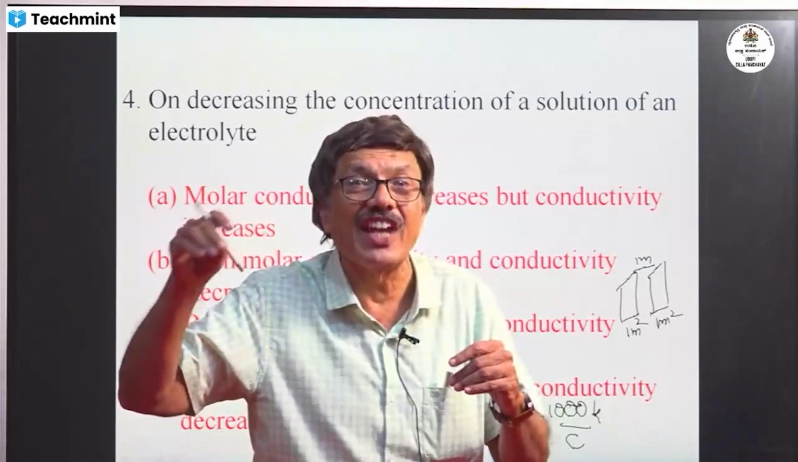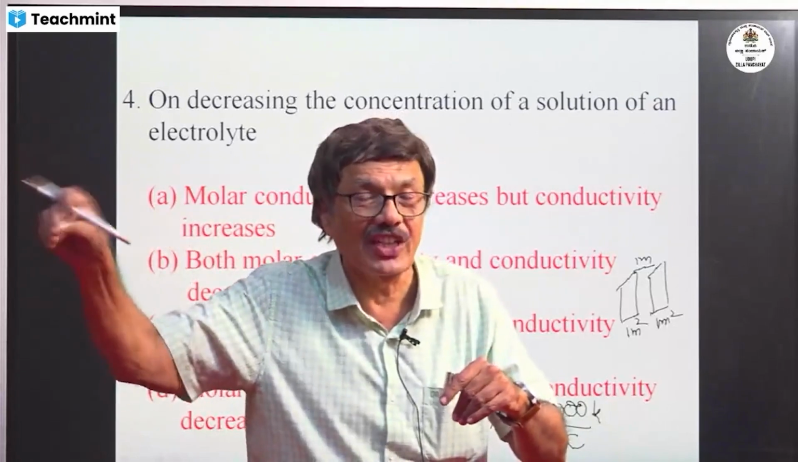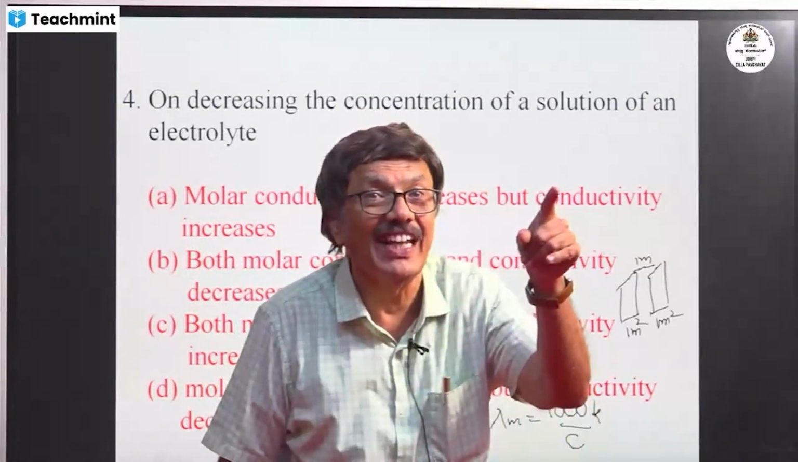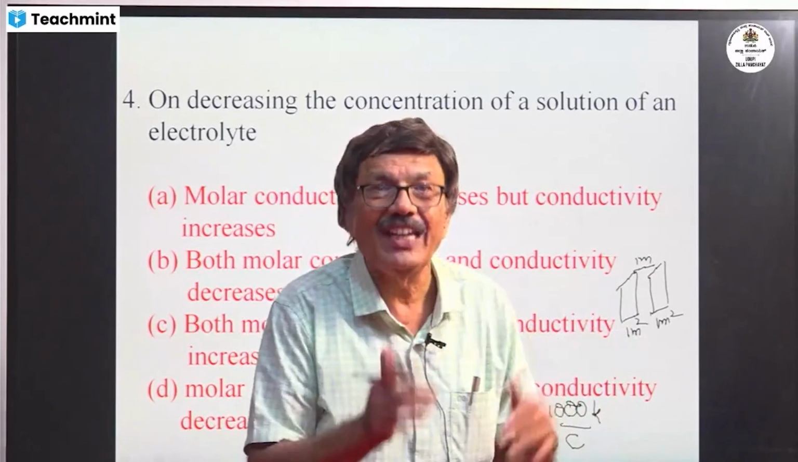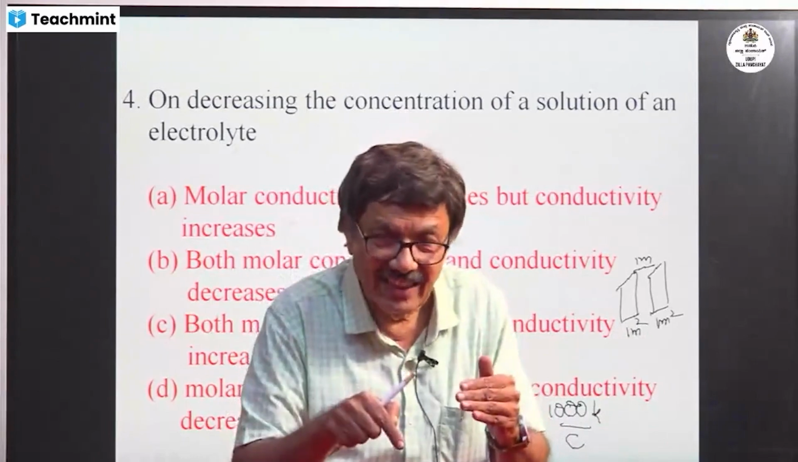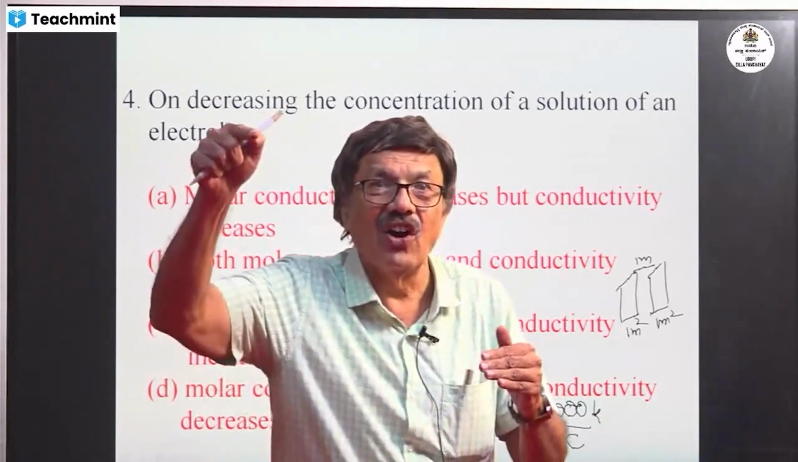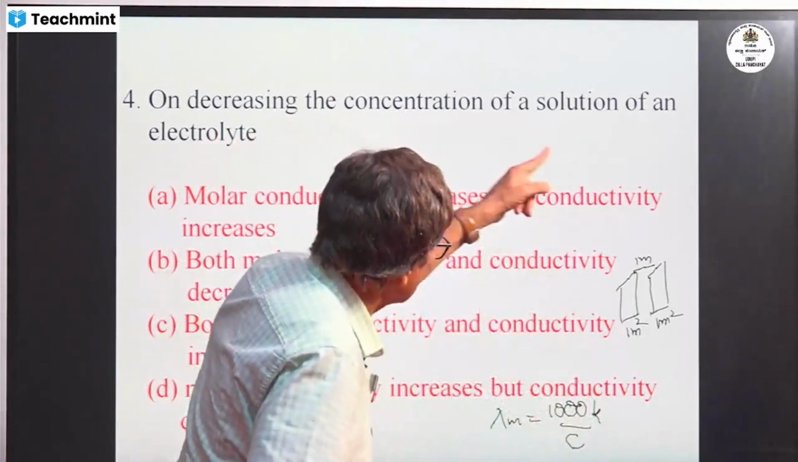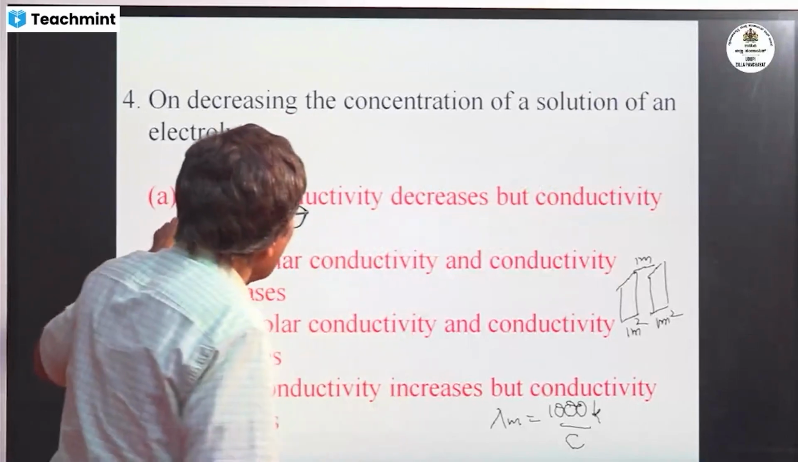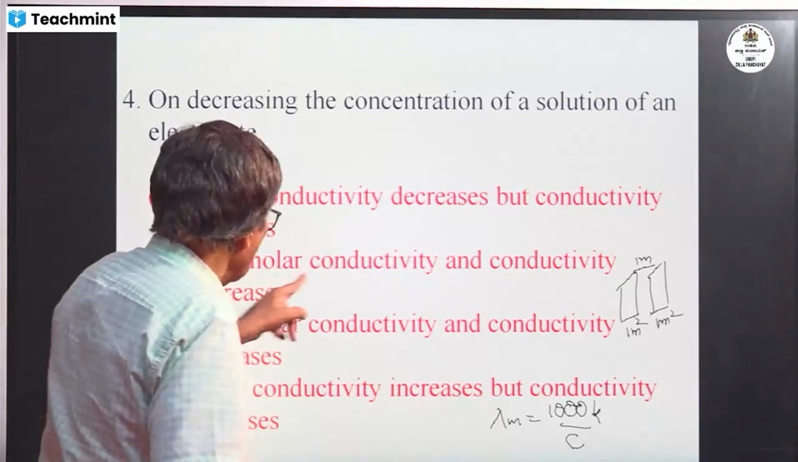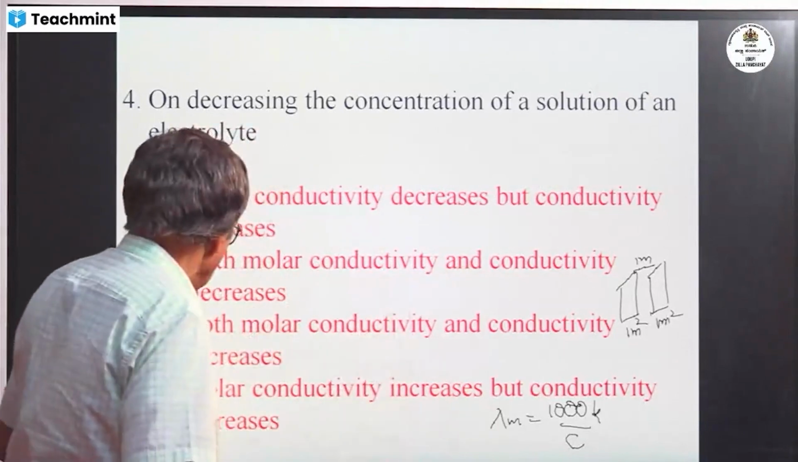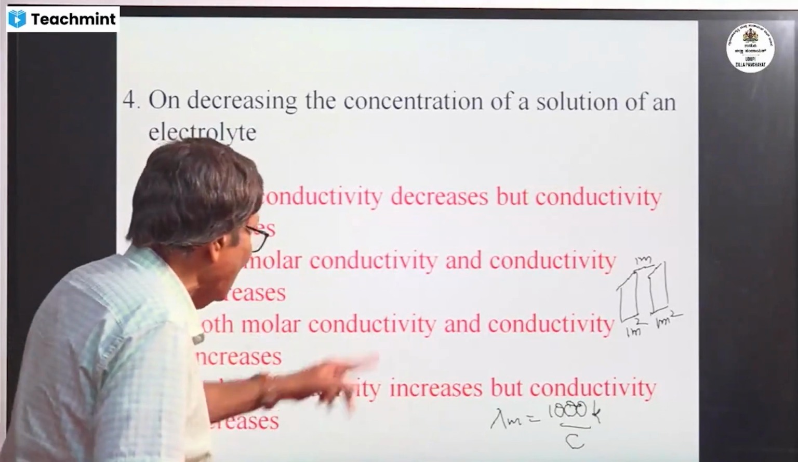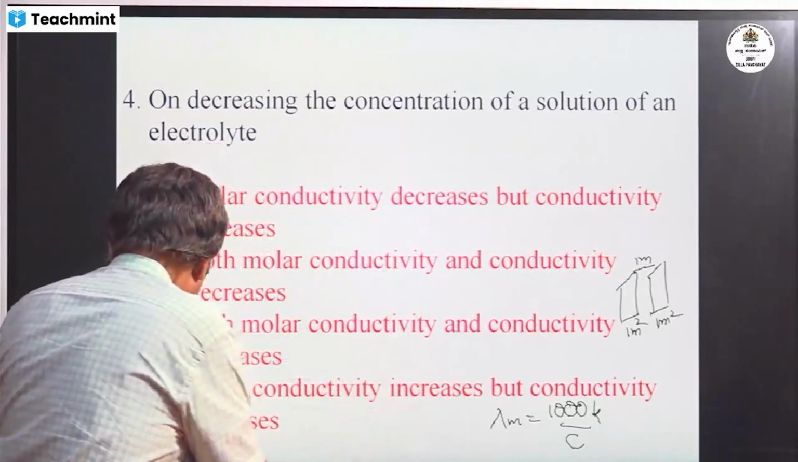If you reach a stage of infinite dilution, then the molar conductivity will be maximum, and that is called limiting molar conductivity. So understood what happens exactly? The conductivity decreases, but molar conductivity increases on decreasing the concentration of the solution. On decreasing the concentration of a solution of an electrolyte, does molar conductivity decrease? No. Do both molar conductivity and conductivity decrease? No. Do both increase? Absolutely no. Molar conductivity increases, but conductivity decreases. Option D is the right answer.